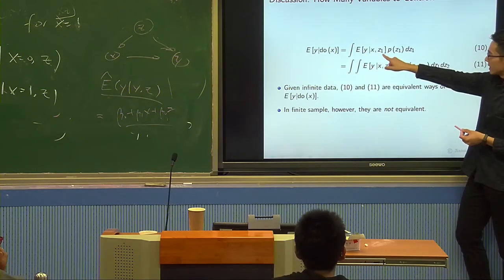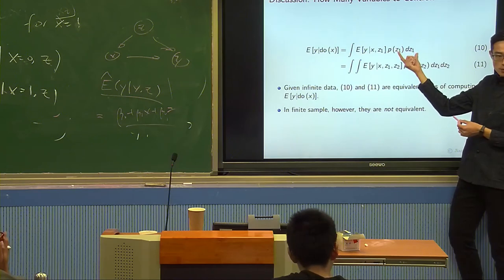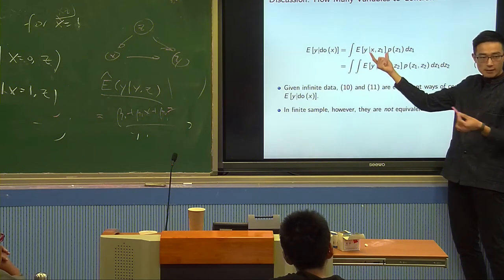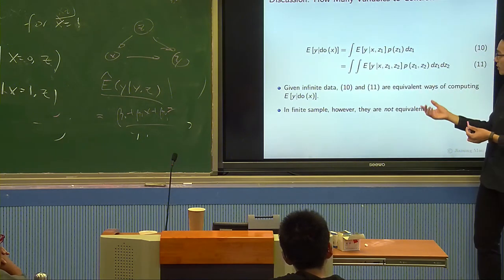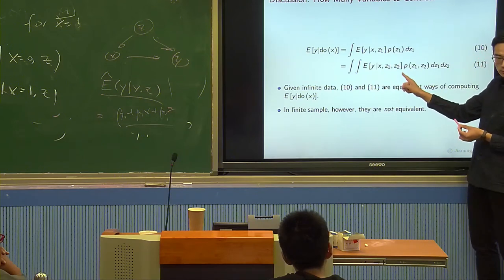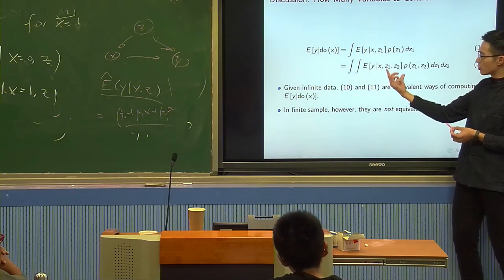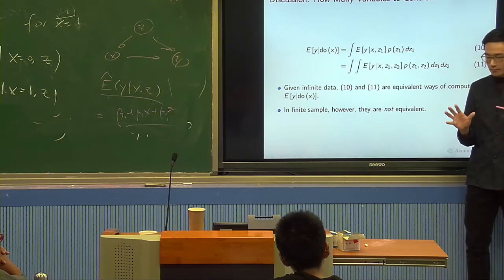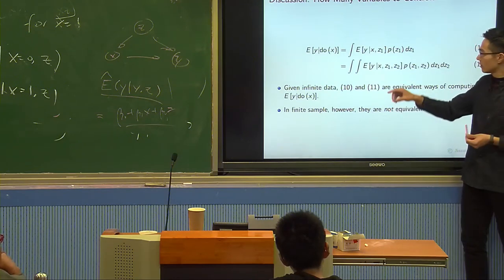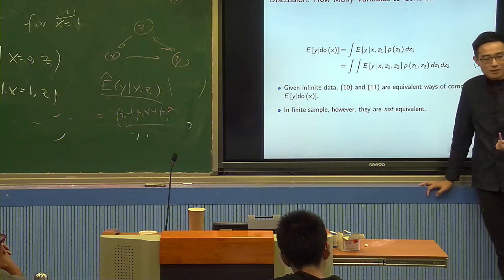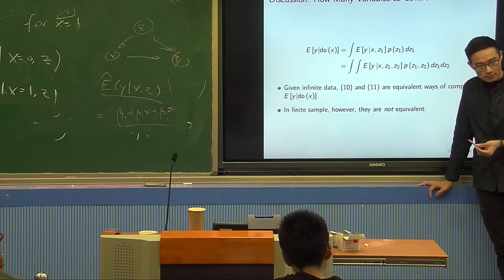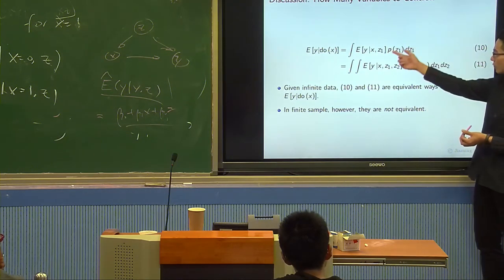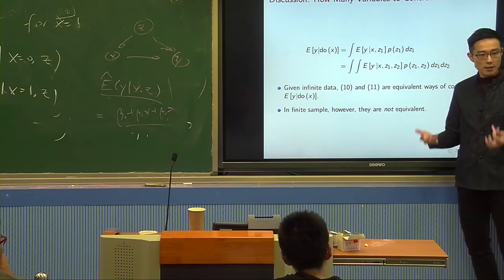The first way is E[y given x, z1] and integrate with respect to z1, because we know that controlling for z1 is enough. Now the second way is, we know controlling for z1, and we can also control for z2. So it can also be written as E[y conditional on x, z1, z2] and integrate with respect to both z1 and z2. In theory, if we have the entire population data, then these two are exactly the same. They should give you exactly the same causal effect. So if you have infinite data, it doesn't matter whether you control for Z1 or Z1, Z2. It should give you exactly the same answer.